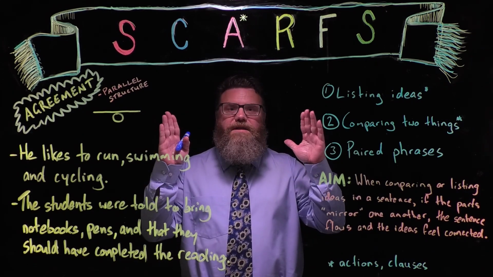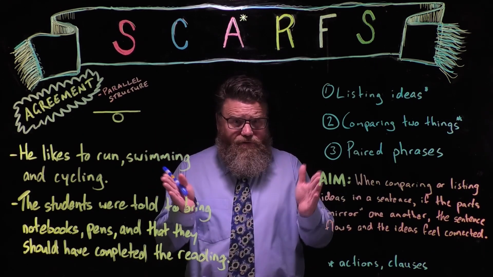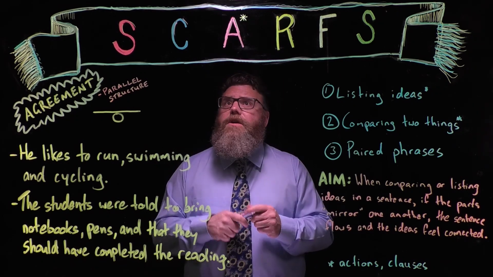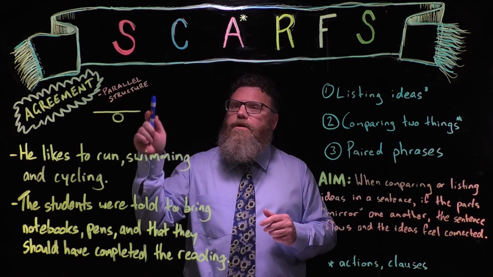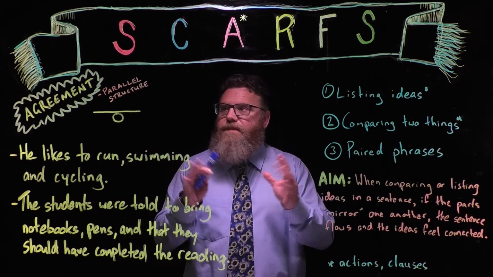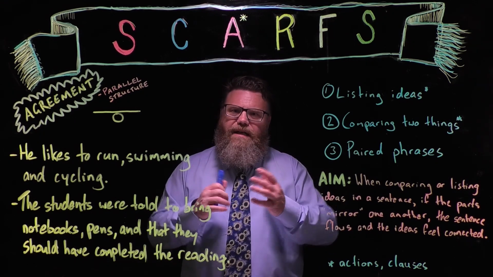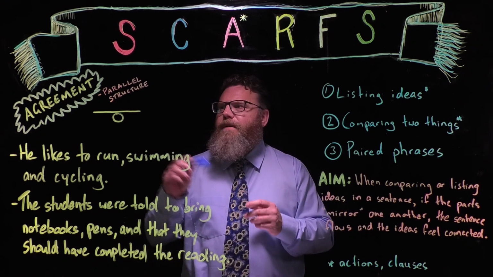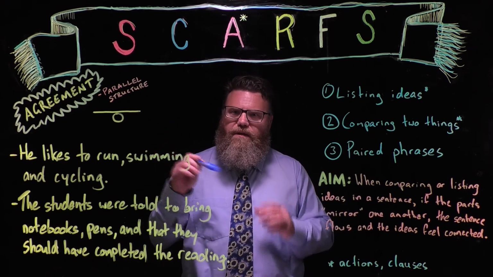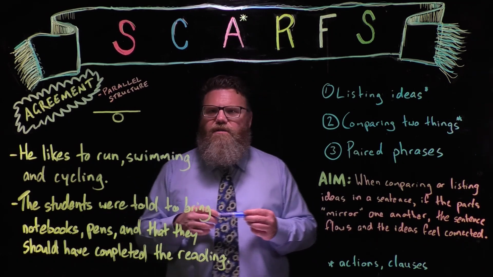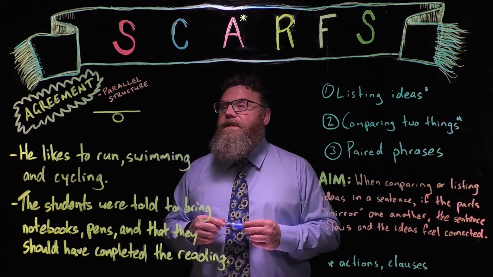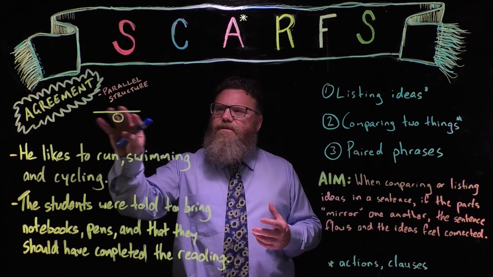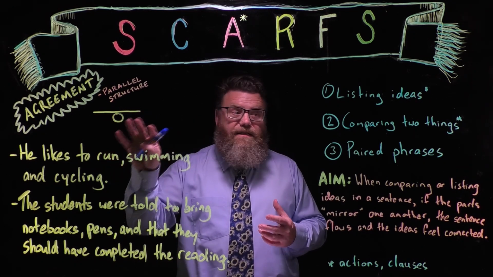So SCARFS is my system for identifying and then addressing issues with sentence structure. We got up to A. A stands for agreement. Now this is the big one, as I've said before. And the last area in terms of agreement that I would like to talk about is what we call parallel structure within our sentences. Sometimes also called parallelism, which is an interesting word. But basically it's just about creating balance in our sentences.